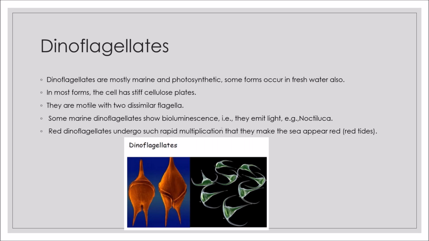That is, some dinoflagellates are bioluminescent, they can emit light, example Noctiluca, and red dinoflagellates multiply so fast that they can make the whole sea look red. So many types of dinoflagellates are present in the sea water that the sea itself would look red in color.